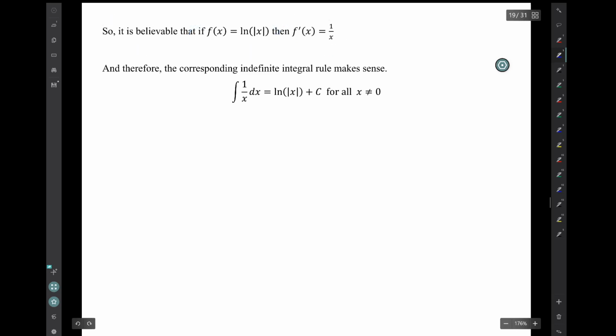So therefore, this corresponding indefinite integral rule makes sense. The indefinite integral of 1 over x equals ln of absolute value of x plus capital C. That's true for all x not equal to 0.